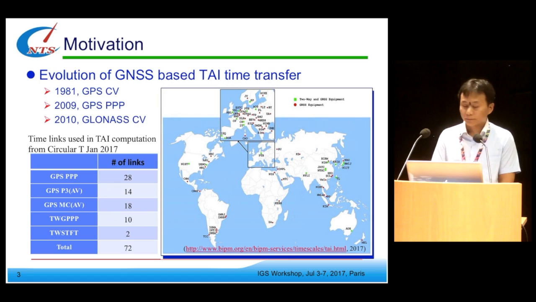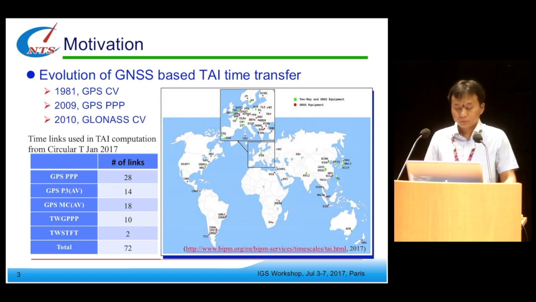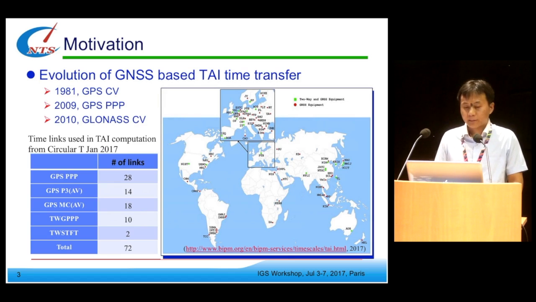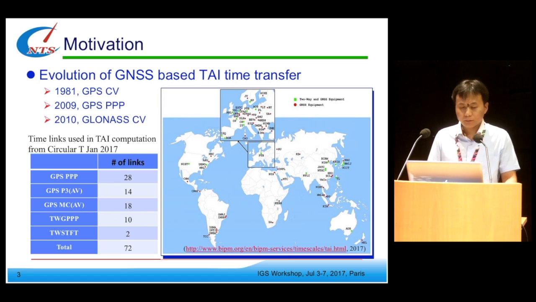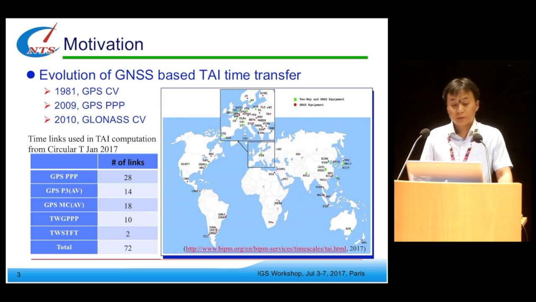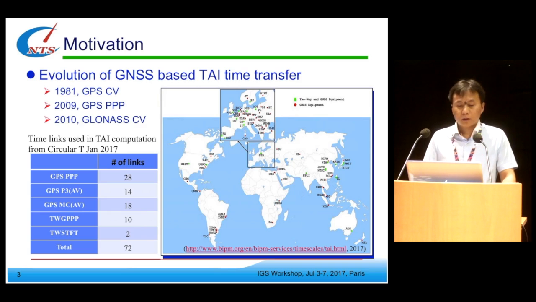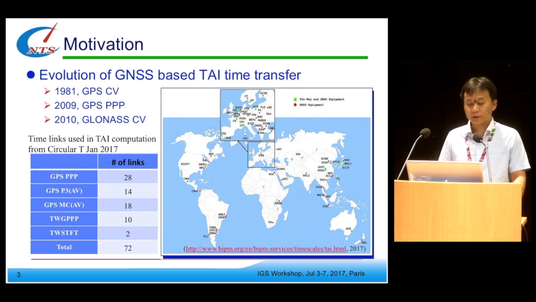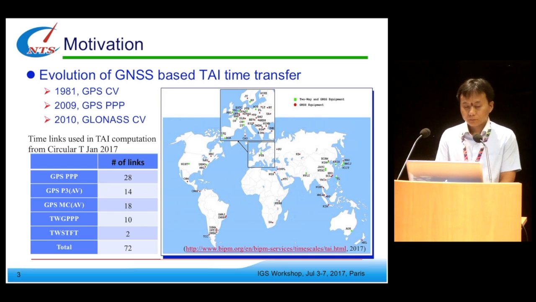As we know, TAI computation is based on time transfer between time labs around the world. As early as 1981, GPS has been introduced for international time transfer in the Common-view mode. And GPS PPP has been integrated in routine in TAI computation since 2009. The next year, GLONASS has also been involved in TAI computation.